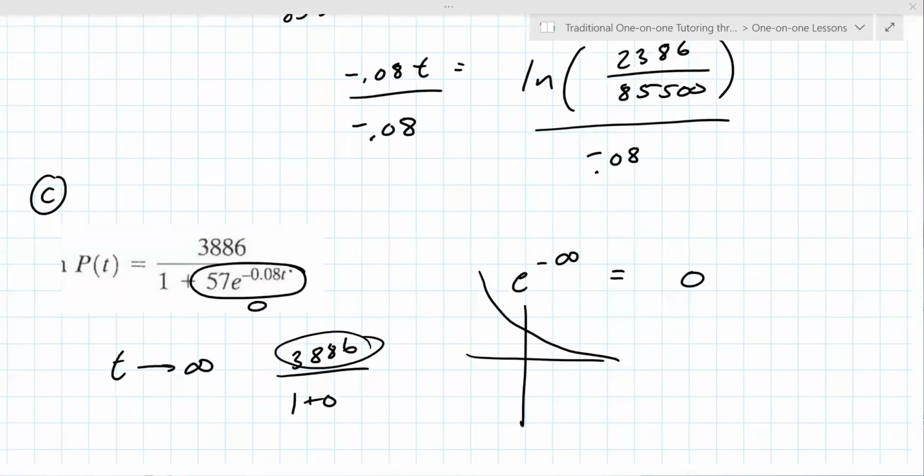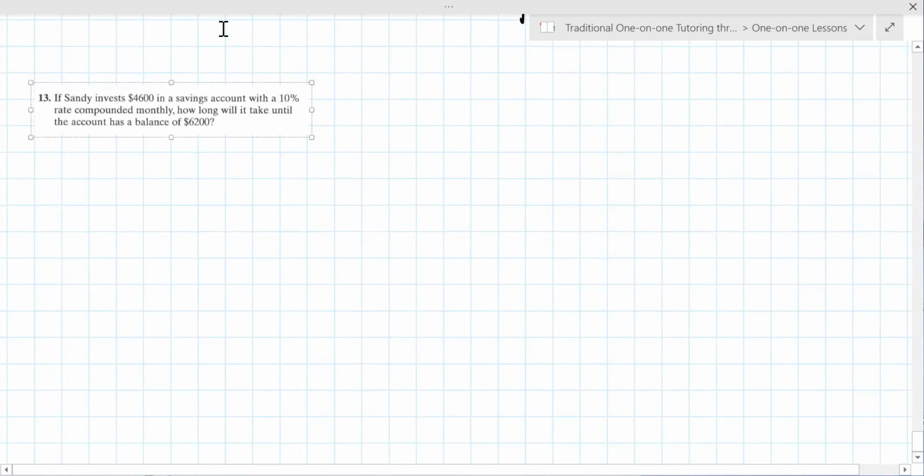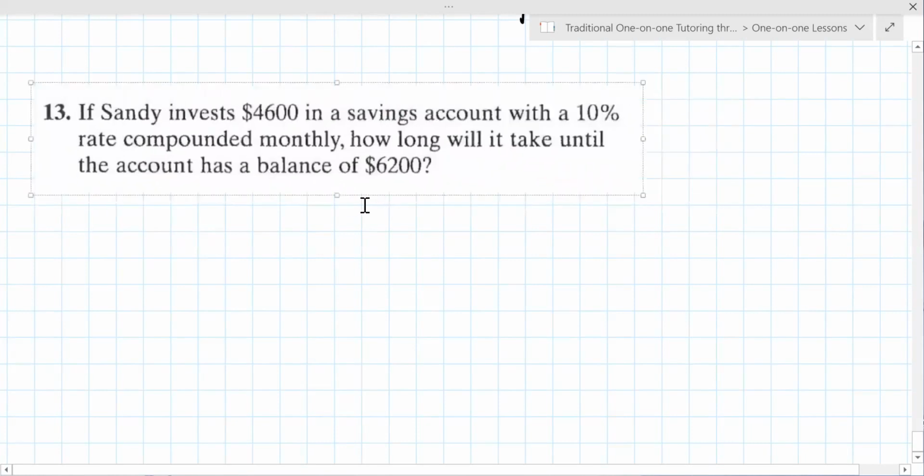All right. Question 13. 13 is, if Sandy invests $4,600 in a savings account with a 10% rate compounded monthly, how long will it take until the account has a balance of 6,200?